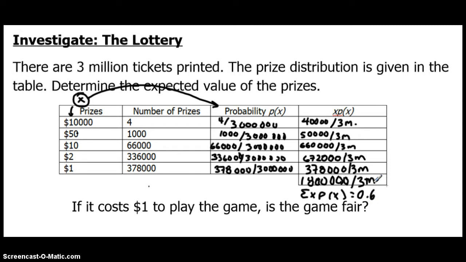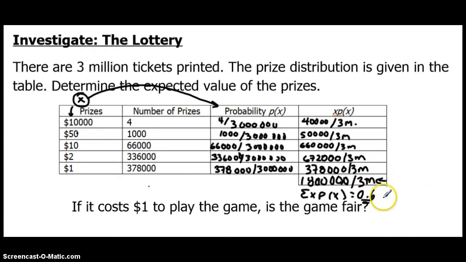So again, what does that mean? That means the average winning of every ticket is about 60 cents. If you look at all of the outcomes, there's 4 $10,000 prizes, $1,050 prizes, 66,000 $10 prizes. So these are all the outcomes. If I add up all those prize values and divide them by 3 million, which is in essence what we did over here, your average winning for every ticket is 60 cents.